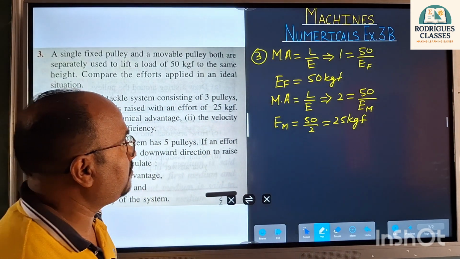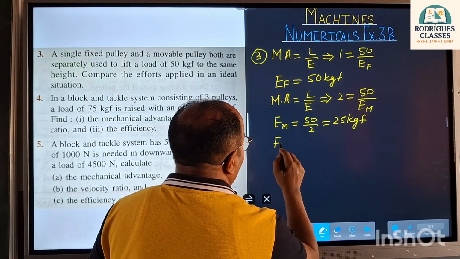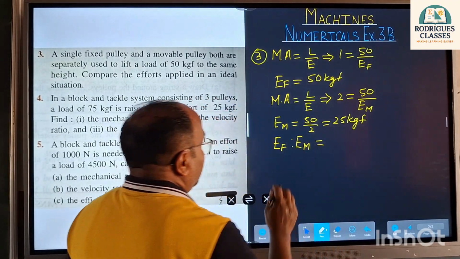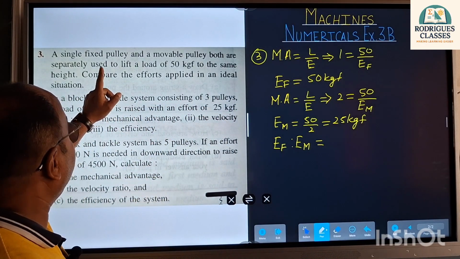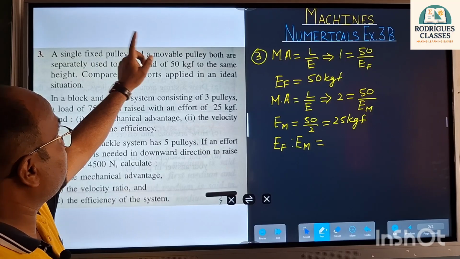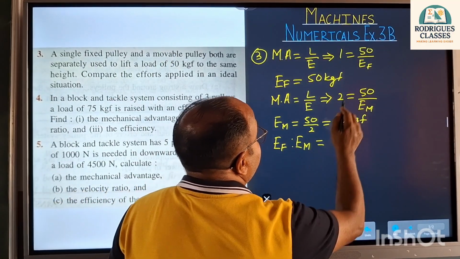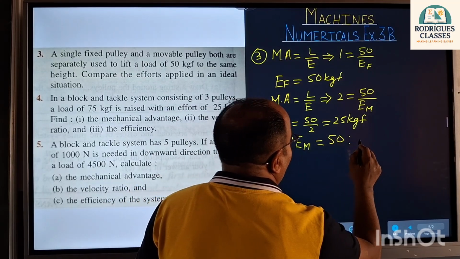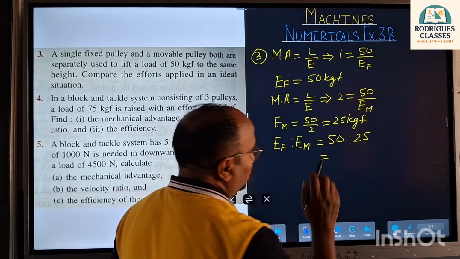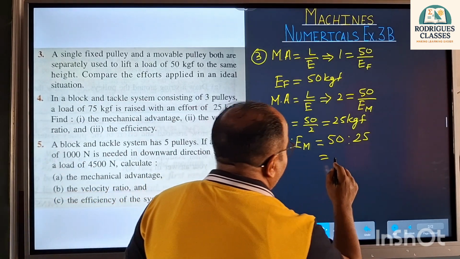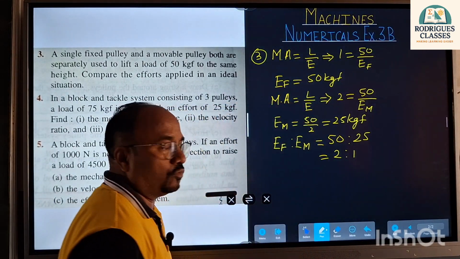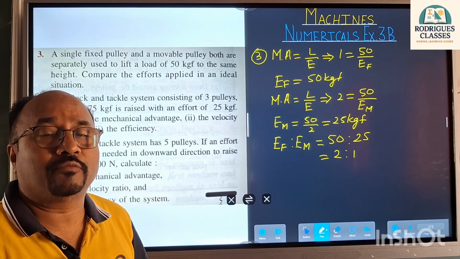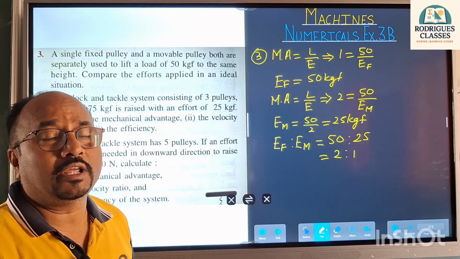So I know the effort in both the cases. Let us compare them. So comparing means always finding in terms of ratio. So I have written effort in case of fixed pulley first because fixed pulley is mentioned first and then the movable pulley. For fixed we got it as 50. In movable we got it as 25. So both of them can be reduced with 25 and we get the result as 2 is to 1. Okay. So this is the relationship which we get for the effort applied in a fixed pulley and a movable pulley.